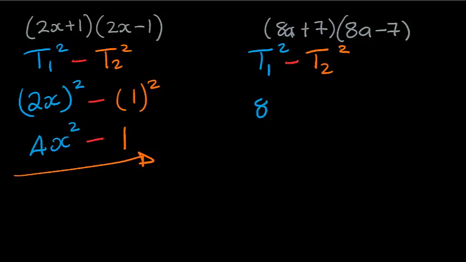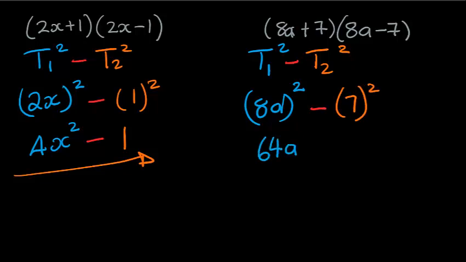8a plus 7, 8a minus 7. Term 1 is going to be 8a, and I'm going to square it. Bring down the minus. Term 2 is going to be 7, and I'm going to square it. 8 squared is 64. A squared is a to the power of 2, minus 7 squared is 49. And that is your final answer.